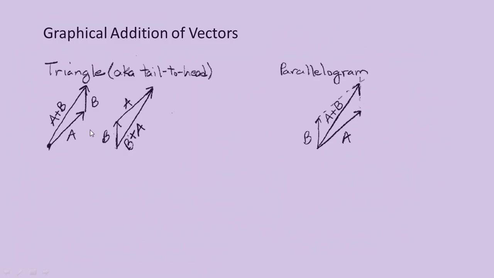We can do that in the triangle or tail to head method by taking the first vector, then we take the second vector, and notice we place the tail of the second vector on the head of the first vector. And then our resulting vector A plus B starts at the tail of the first vector and ends at the head of the second vector.